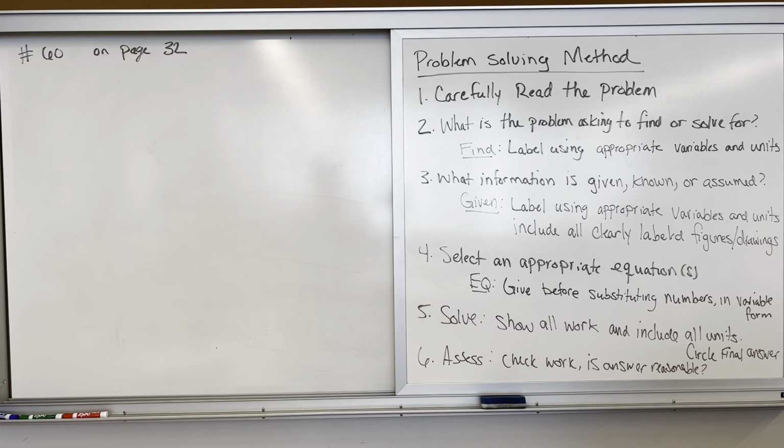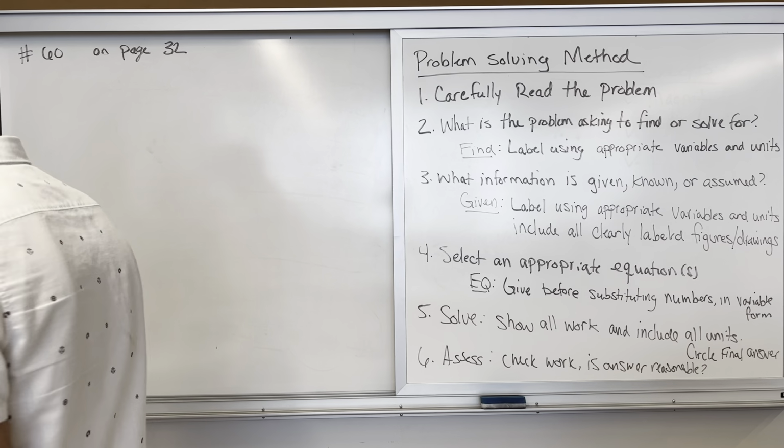The problem reads, to be eligible to enter the Boston Marathon, a race that covers a distance of 26.2 miles, a runner must be able to finish in less than 3 hours. What minimum average speed must be maintained to accomplish this? Okay, so the first step in the problem-solving method is to carefully read the problem. All right, so we just did that.